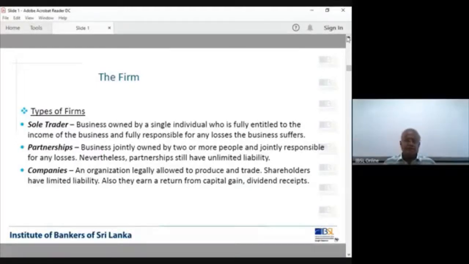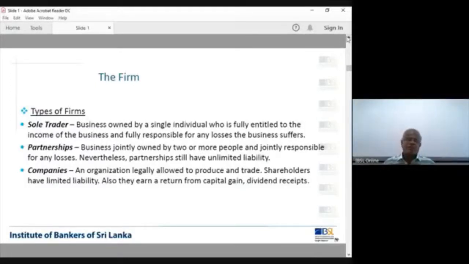He earns the income, is entitled to the full income, but at the same time is fully responsible for any losses. He can't just pass the ball to another person or another group. No, you can't do that. His losses you have to bear. Any debt, you have to settle that debt. The unlimited liability.